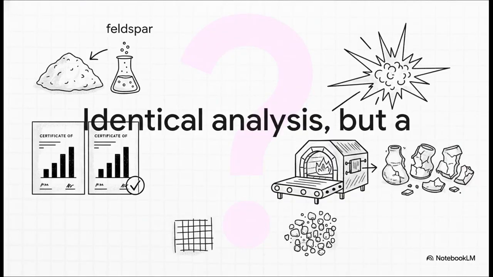So picture this. Your main supplier for, say, a feldspar can't deliver. You find a new supplier, and the data sheet looks amazing. The oxide percentages are a perfect match for your old stuff. So you feel confident, you run a full production batch, and it's a total disaster. What on earth went wrong?